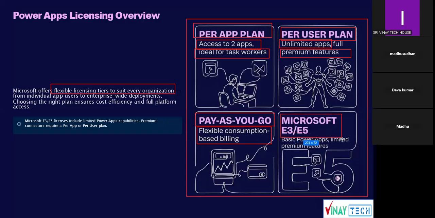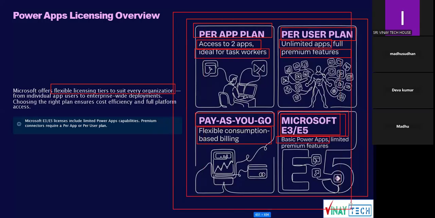Last one is Microsoft E3 and E5. This is basically best suitable for SharePoint, where they can have premium features if the organization opts for Microsoft E3 or E5. Especially it is for SharePoint. And even if an organization opts for Microsoft E3 or E5, they can use basic Power Apps. They can access basic Power Apps with limited premium features. This is the licensing model, guys.